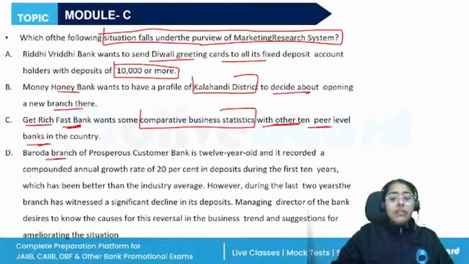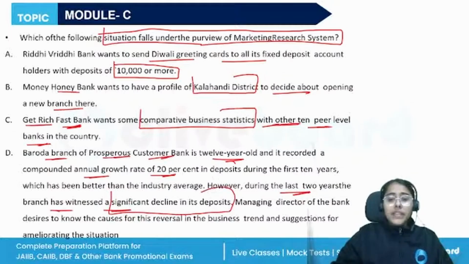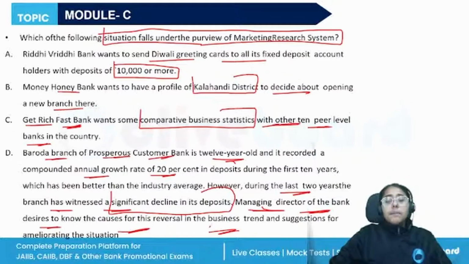Or option D, Bank Baroda branch of the prosperous customer bank is 12 years old and it recorded a compounded annual growth rate of 20%. However, during the last 2 years, the branch has witnessed a significant decline in the deposit. So now, the managing director of the bank desires to know the causes for this reversal in the business trend and suggestions for correcting the situation. So, in which of the following situations will the bank conduct the marketing research system?